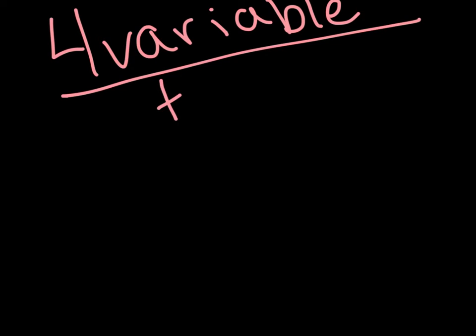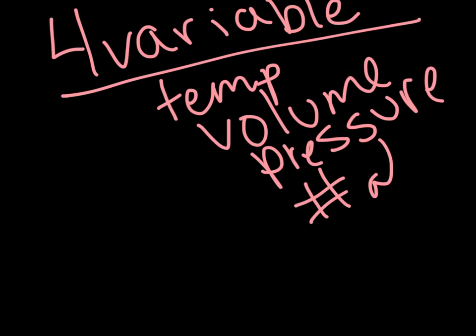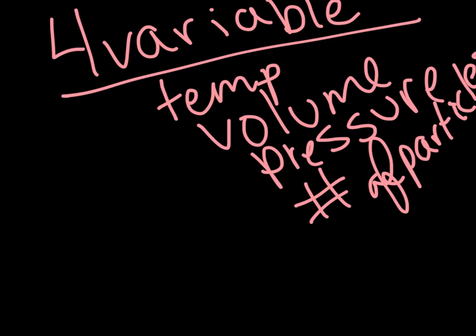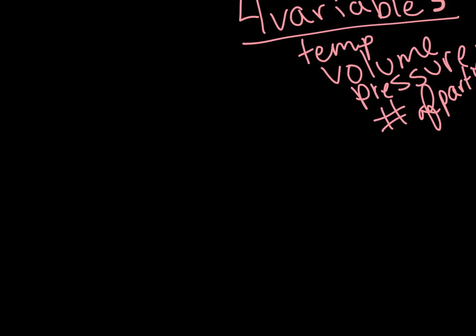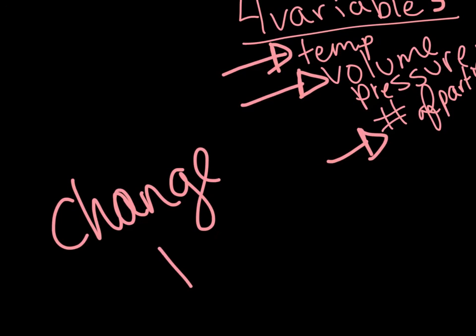So from here, I have just described the 4 variables that we can describe gas with. One was temperature, volume, pressure, and at the very beginning I talked about number of particles. Now we are going to talk about how temperature, volume, and the number of particles can change the pressure.